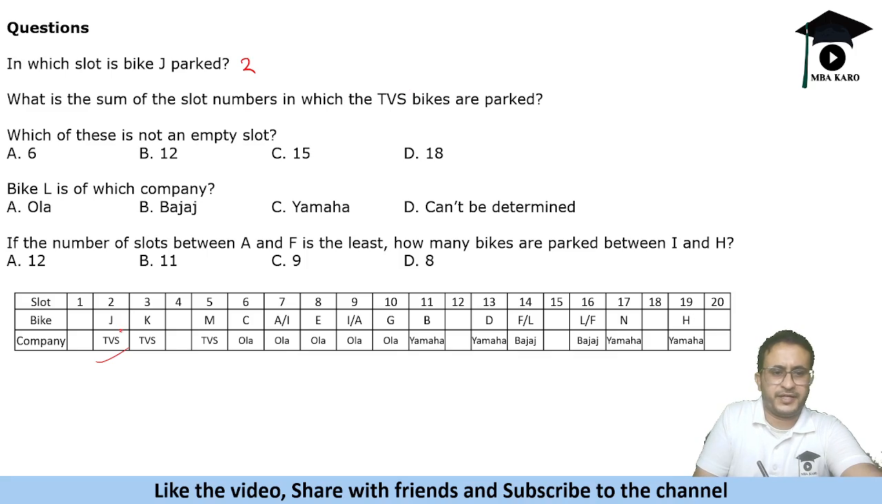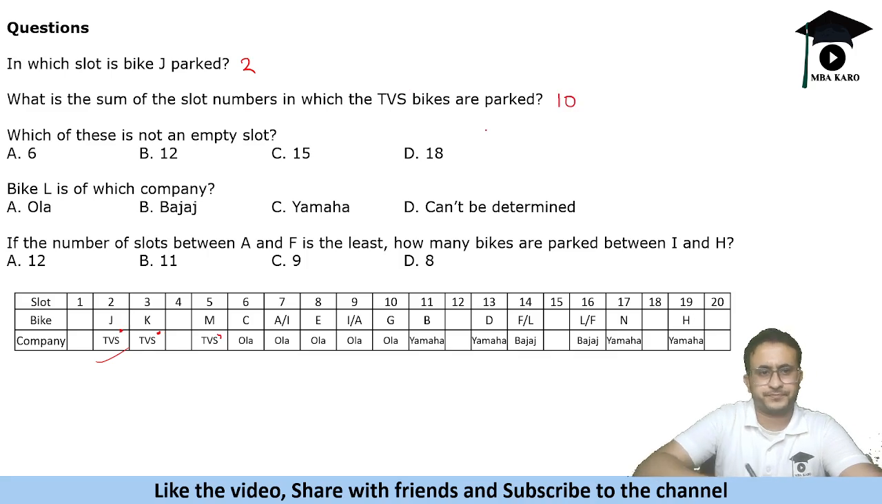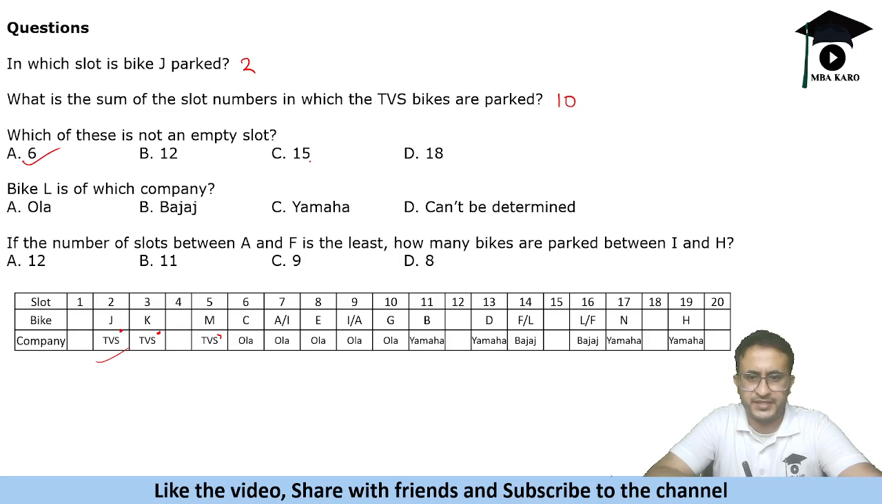So TVS bikes are 2, 3 and 5. So the sum is 10. Which of these is not an empty slot? Okay. So 6 is not an empty slot. 12 is empty, right? 15 is empty and 18 is empty.